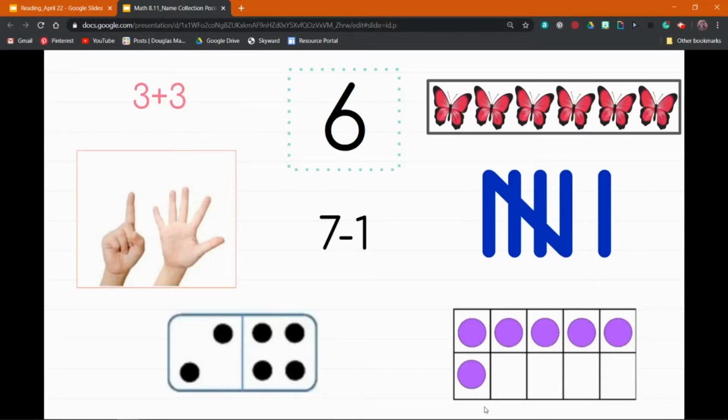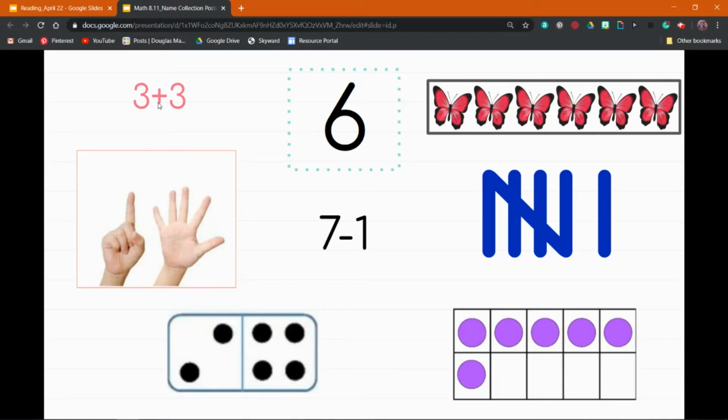So this is an example of a number poster for the number 6. What that means is all of these things, the number sentences, the pictures, all of these things that you see on this page right now show the number 6, or they are another name for the number 6. So let's take a look at each one of these things that represent the number 6.